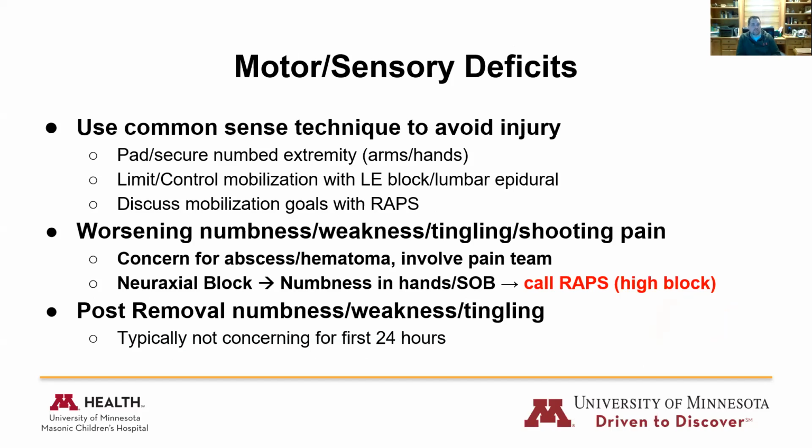a regional anesthesia. When a patient specifically has arm and leg blocks, we just ask you to help the patients to use common sense techniques to avoid injuries. So use padding around numbed extremities, because they might not have a feeling where it goes, they might slam it against doors or the side of the bed. And then make sure that when you have somebody with a lower extremity block or a lumbar epidural, that you discuss mobilization goals with RAPS so they don't have falls.